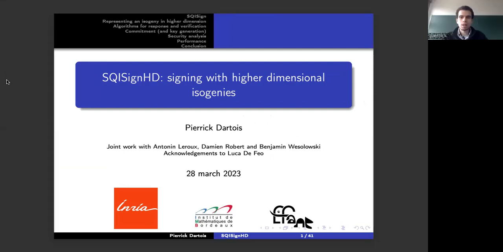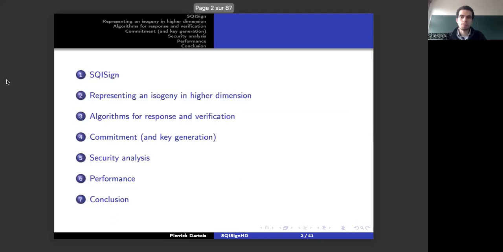So today, as announced, I will introduce you to SQISignHD, to sign with higher dimensional isogenies. This is joint work with Antonin Leroux, Damien Robert, Benjamin Wesolowski, and I would like to acknowledge particularly and thank Luca De Feo for his help all along this project.